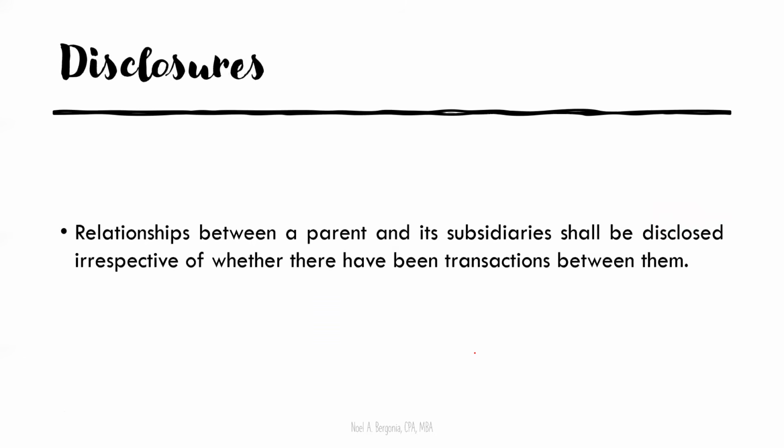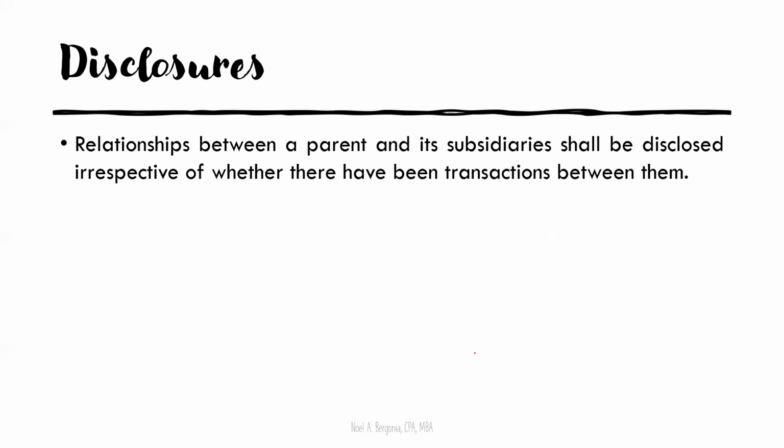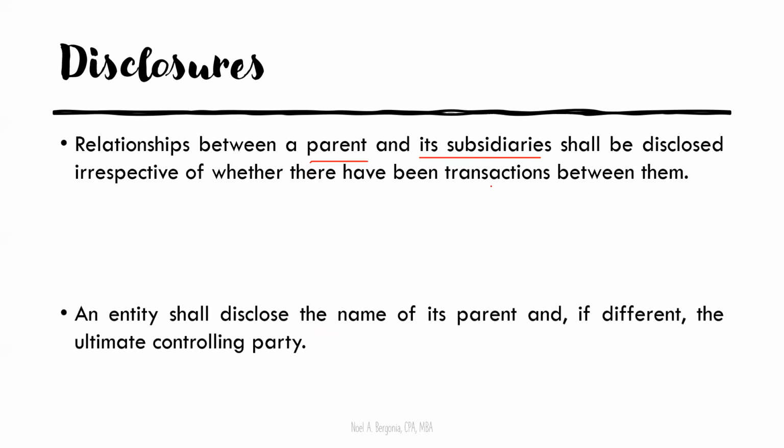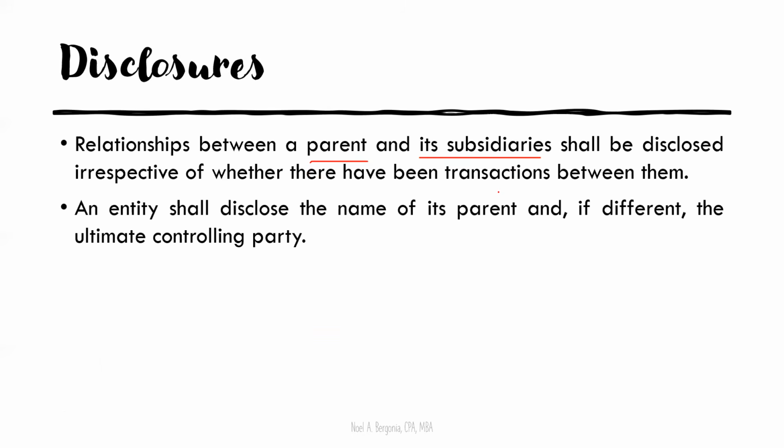First, the relationship between parents and their subsidiaries, if there is a parent and subsidiary relationship, shall be disclosed, irrespective of whatever transactions they have. Again, they must disclose their parent and subsidiary relationship. Moreover, the entity shall also disclose the name of the parent and, if different, the ultimate controlling party. So the names of the companies involved are disclosed.